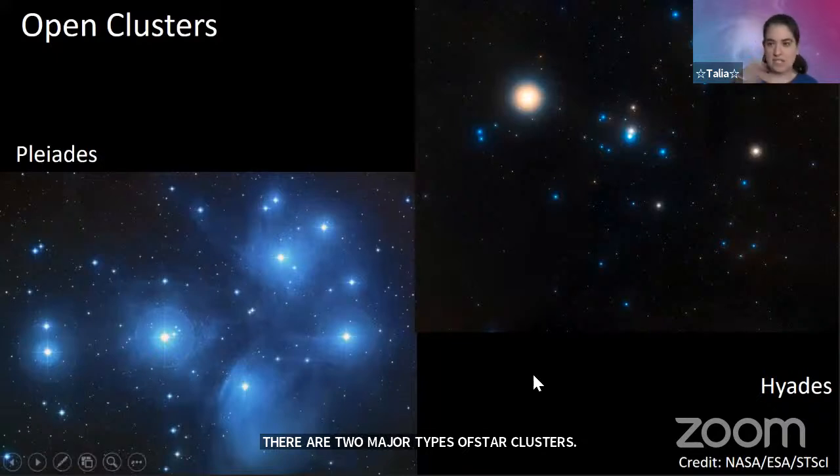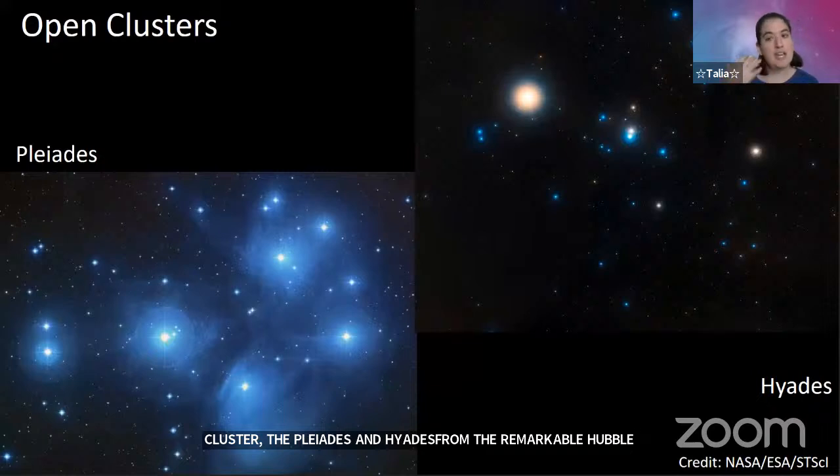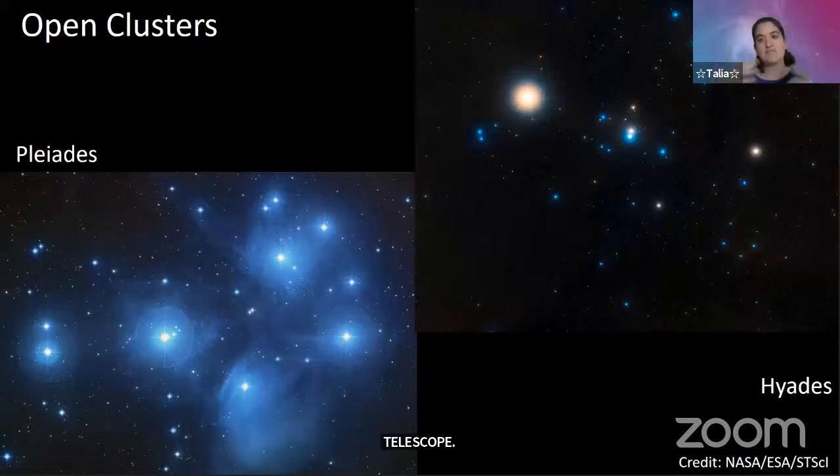This is the Pleiades and the Hyades, again, from the remarkable Hubble telescope. But there's another kind, which is called a globular cluster. And it's also a very descriptive term. So you can see these open clusters, pretty well named. The stars are kind of spread out.